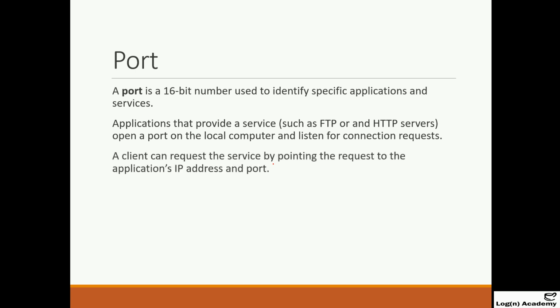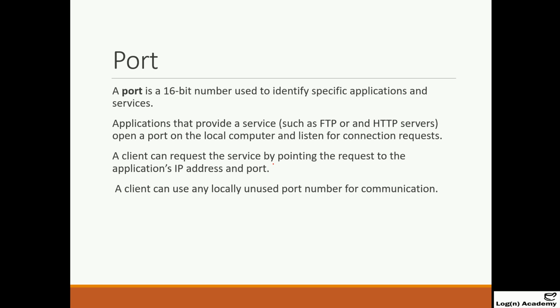A client can request the service by pointing the request to the application's IP address and port. So you need to know both things: the IP address and the port, to access any specific service. IP address is actually an address, and the port is that specific location. So the IP address is the address of the building, and the port is the office number where you want to go. A client can use any locally unused port numbers for communication.